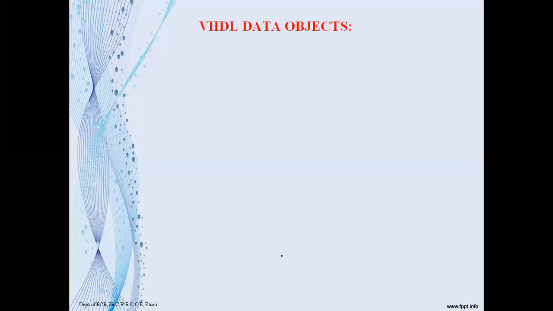So what is a data object here? The next very important topic, VHDL data objects. A data object holds a value of a specified type, or a range of values of a specified type. It can hold a single value or it can hold a list of values of a specified type.